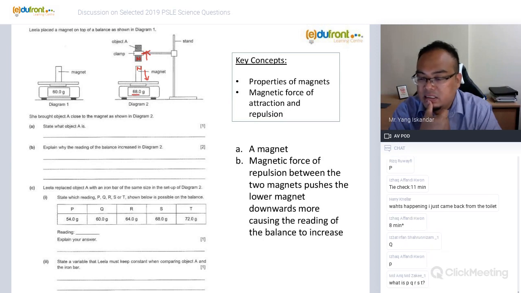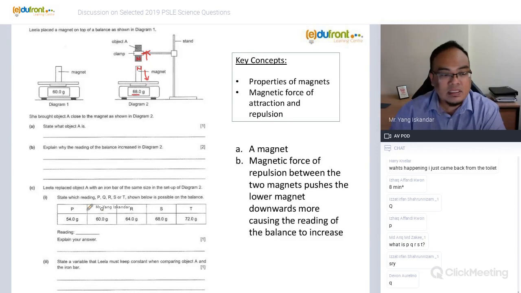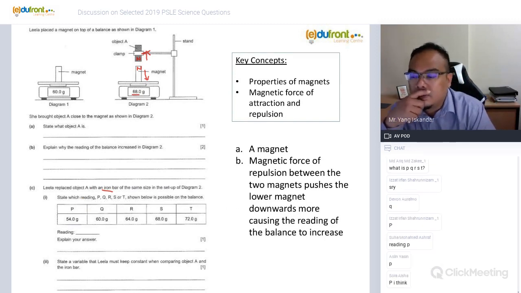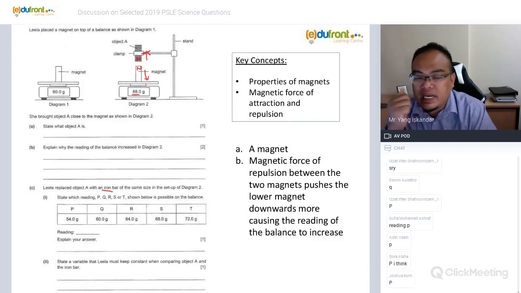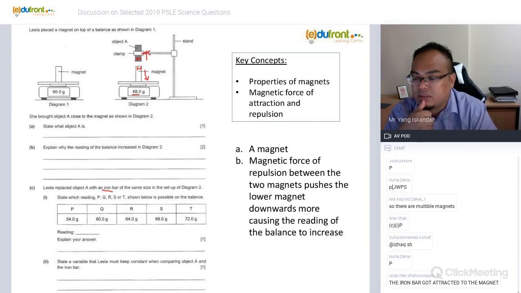Harry, I want to see your answer. PQRST, this is the reading. When Leela replaced object A with an iron bar, what will be the reading on the spring balance? Can you explain? If you just write, let's say the answer is Q, and you write Q as the answer, and you do not explain or you explain wrongly, you get 0 marks. Remember, the explanation is very important because they want to know whether you are just guessing or whether you know the scientific concepts.